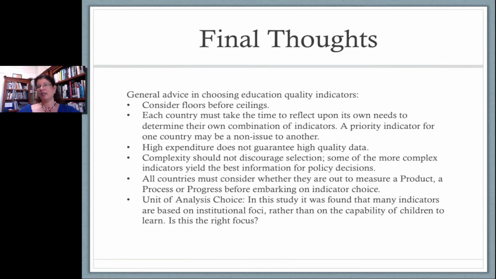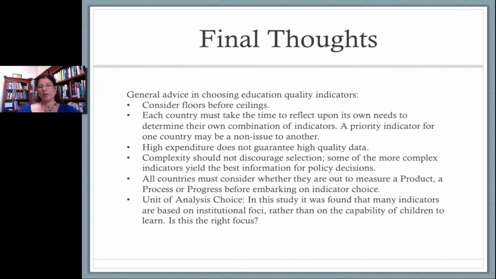Another very key finding was that high expenditure does not guarantee high quality data. You can spend a lot on educational evaluation. It doesn't mean that you're leveraging the information that you have to the best of your ability. Complexity should not discourage selection. Some of the most complex indicators, for example, teacher observation of classroom management, cost a lot to do. However, the results can actually yield the best information for making policy changes that influence student learning outcomes more than other things could. For example, counting how many school buildings we have.